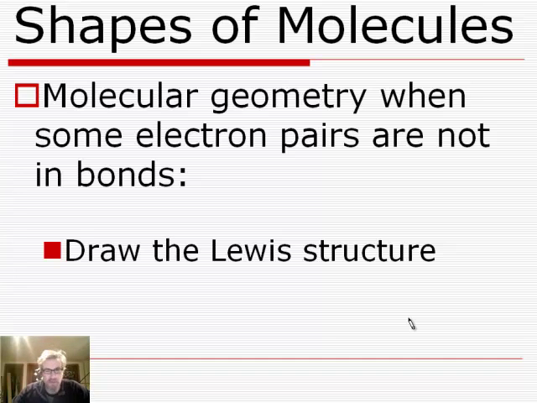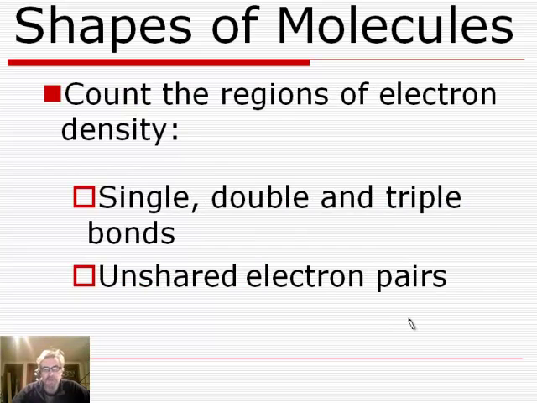The first thing we do is draw the Lewis structure, and we use the Lewis structure as a clue to what kind of a shape we're going to have. We do that by counting the regions of electron density. Now, here's what counts for a region of electron density. A single, a double, or a triple bond counts for one region. Single bond is one region, double bond is a region, triple bond is a region.